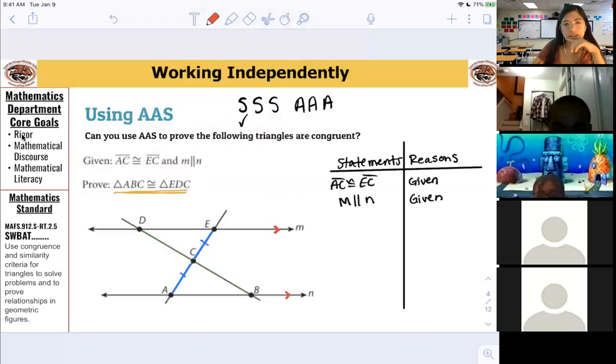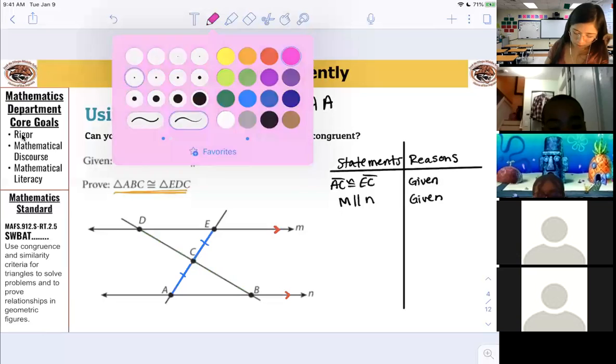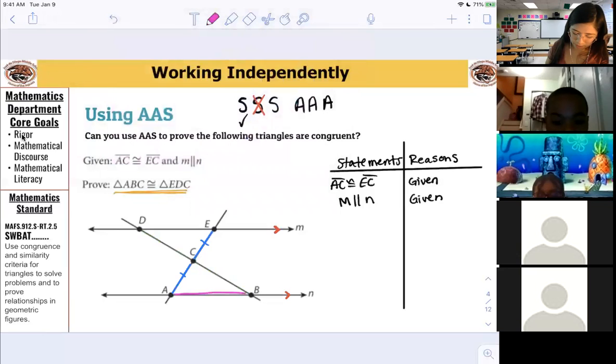Let's think, okay, so we can't really figure out if this side is equivalent. A, B, and D, E. Okay, let's check that one out. Is there any given information that tells me that AB is congruent to DE?